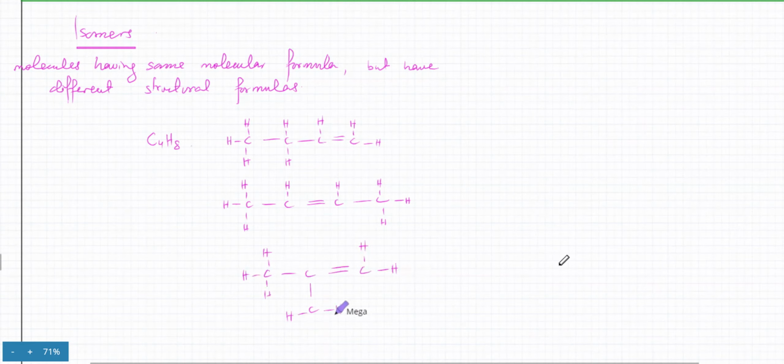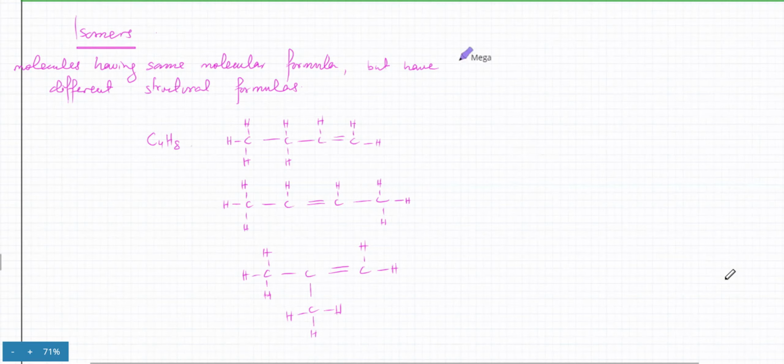So that pretty much sums up all the 3 isomers. But remember, these are structural isomers. Okay? There's another type of isomers that we're going to study. But right now, I'm talking about structural isomers. Okay? So structural isomers, and let me even mention it over here.